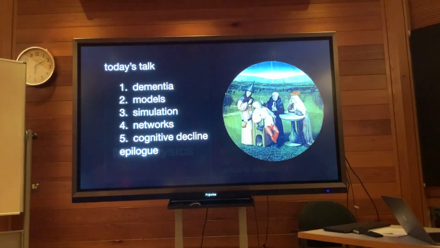So, today's talk, I will first talk about dementia. I will talk about mathematical models of how we can approach the problem. Once we have developed these models, we can simulate them to see the real evolution of what happens in the brain. We can further simplify this model and use aspects of network theory, really trying to extract the main features of the process, and then from that try to understand the effect of this disease on cognitive decline. Okay, so in 5 easy steps.